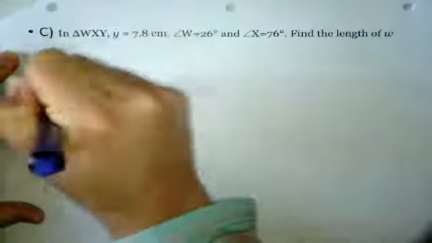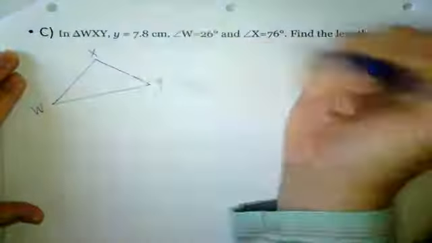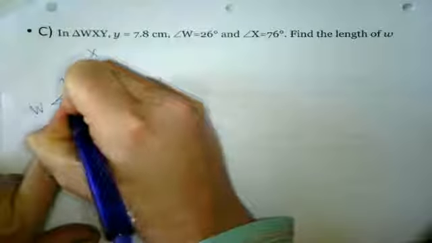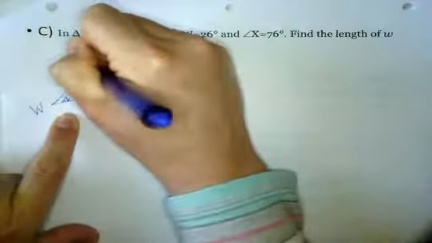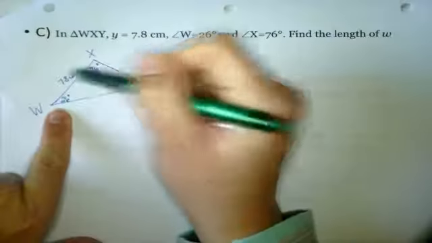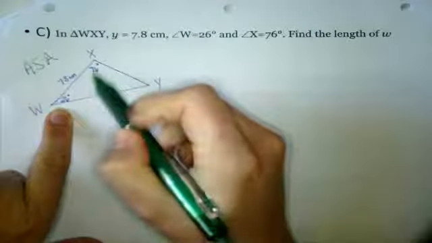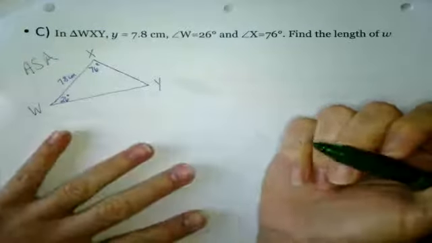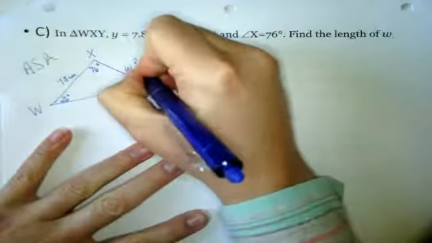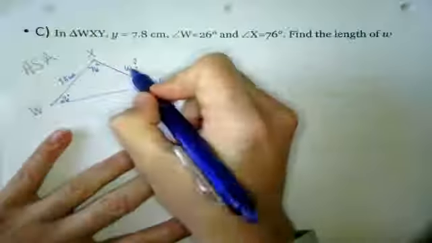In triangle WXY, side Y has length 7.8 centimeters. Angle W is 26 degrees and angle X is 76 degrees. So looking at the information that we're given, we have angle, side, angle. That's just what they gave us. We want to find length W. So we need to find this length right here. W is opposite angle W.